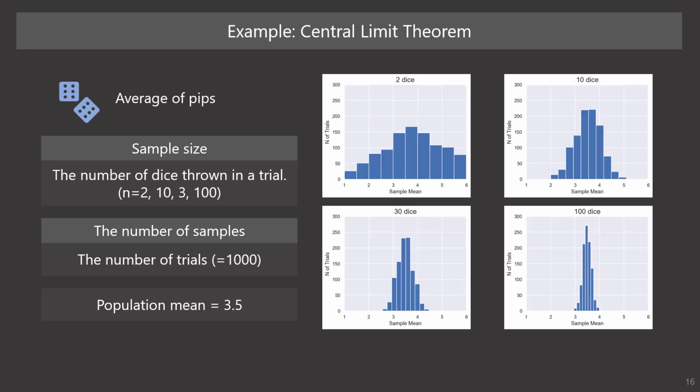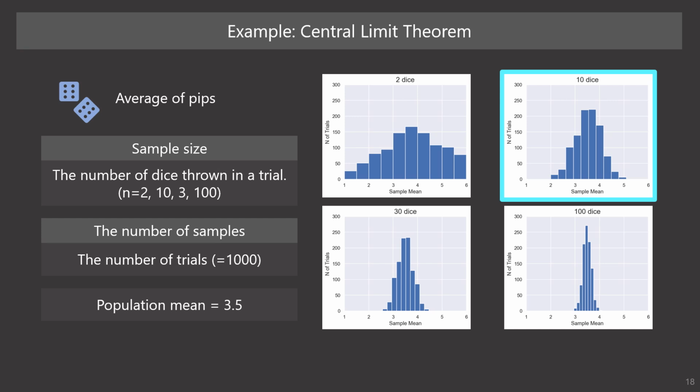This histogram shows the result of the dice rolling simulation. In every case, the number of trials is 1000. So the number of samples is constant. The upper left histogram shows the result of rolling 2 dice in a trial. So the sample size is 2. The sample means are widely dispersed.